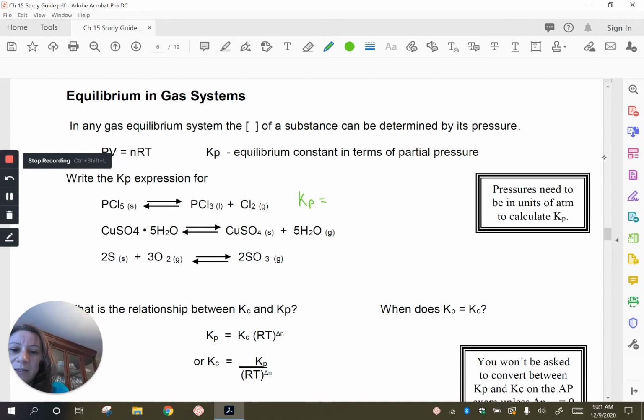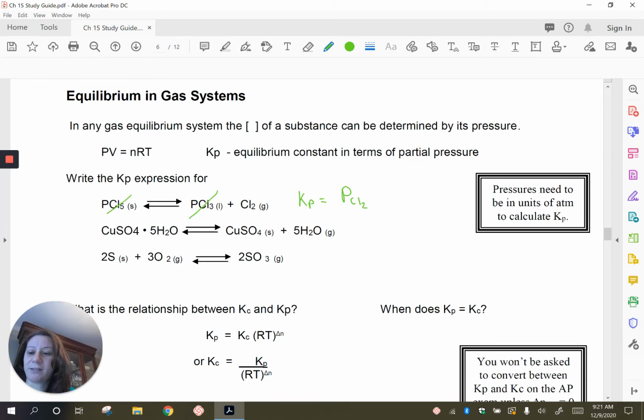So Kp is going to be the partial pressure of the Cl2. And you don't put that because it's a liquid. You don't put that because it's a solid. So that's it for this one. For the next reaction, you're going to say Kp is the partial pressure of the H2O to the fifth power. Remember, it's products over reactants raised to the power of their coefficients. So we don't include that because it's a solid, and that is a solid as well.